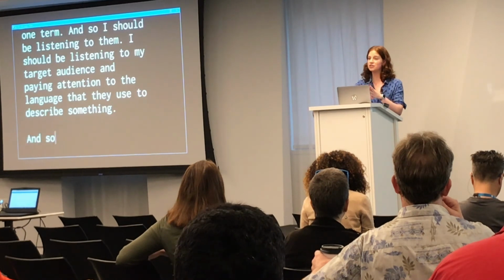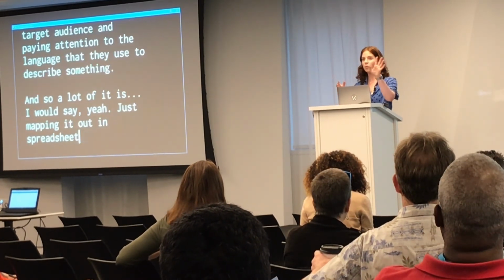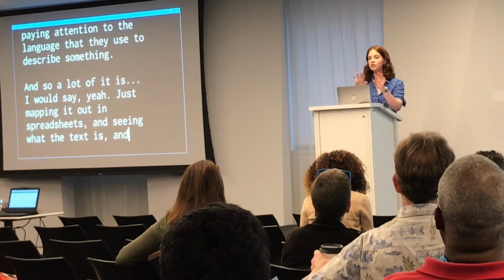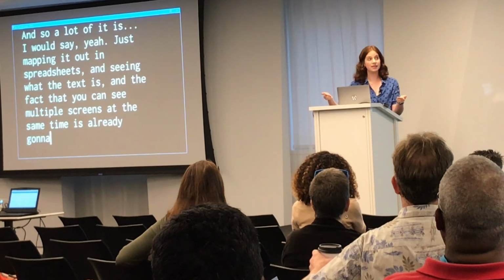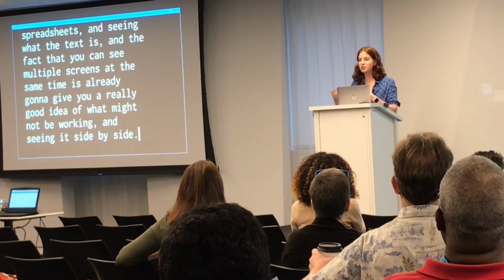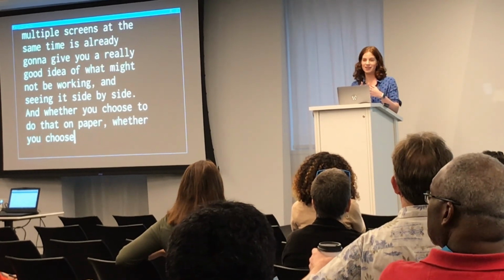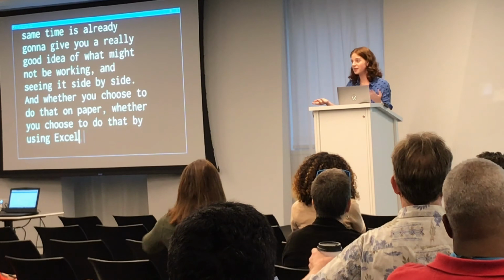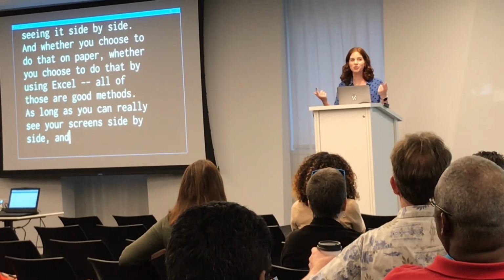And so a lot of it is, I would say, just mapping it out in spreadsheets and seeing what the text is, and the fact that you can see multiple screens at the same time is already going to give you a really good idea of what might not be working, seeing it side by side. And whether you choose to do that on paper, or by using Excel, all of those are good methods as long as you can really see your screens side by side and be able to make those connections.